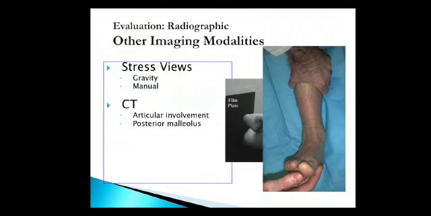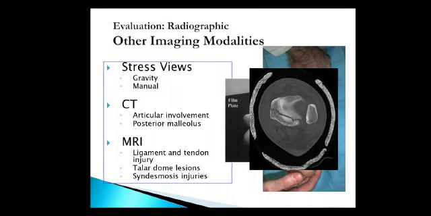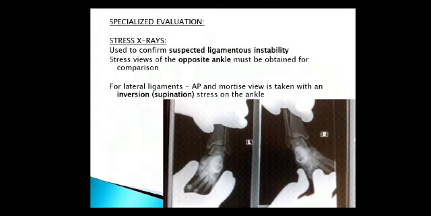Then if there is a fracture involving the articulating surface or the posterior malleolus, a CT can be done, which shows the fracture pattern and the size of the fragment. And to know any of the ligament injuries, we need an MRI to see even the talar dome lesion or the syndesmotic injuries. So this is a stress view, which is taken on both sides for comparison, holding the distal part of the leg, and inversion and supination stress on the ankle is applied.